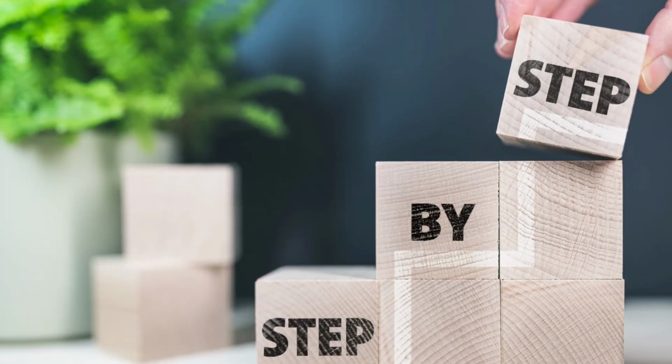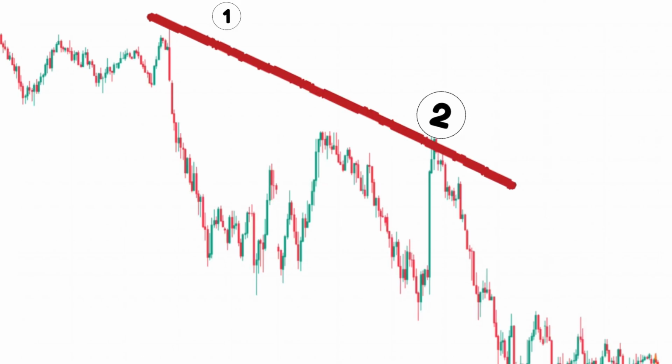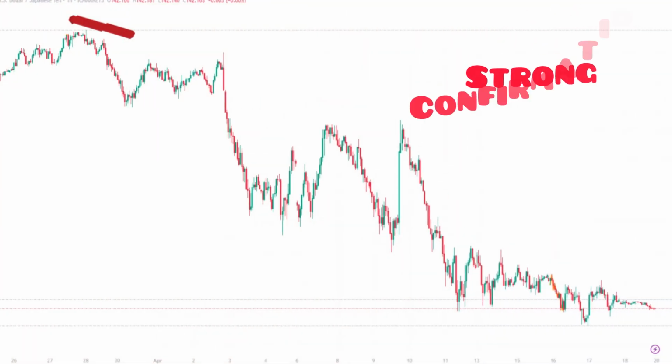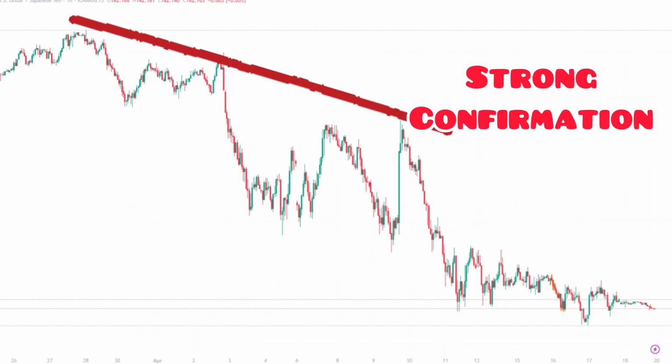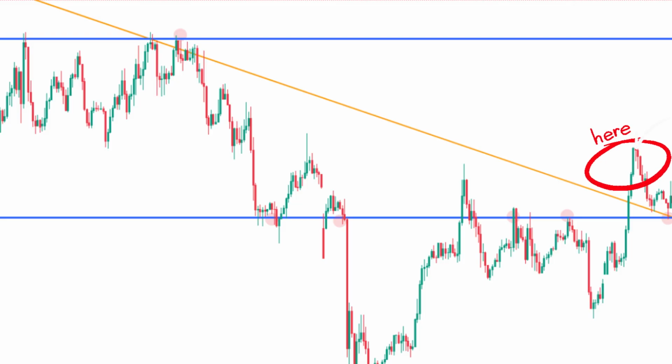I'm going to show you a step-by-step process of how you utilize this, but I want you to understand that when it comes to multiple touches, 2 touches equals a potential opportunity. 3 or more touches gives a stronger confirmation, and then you have what's called the break and the retest, which is a potential entry opportunity as well. So you have to get an understanding of what trend lines can actually give in terms of a trade setup.